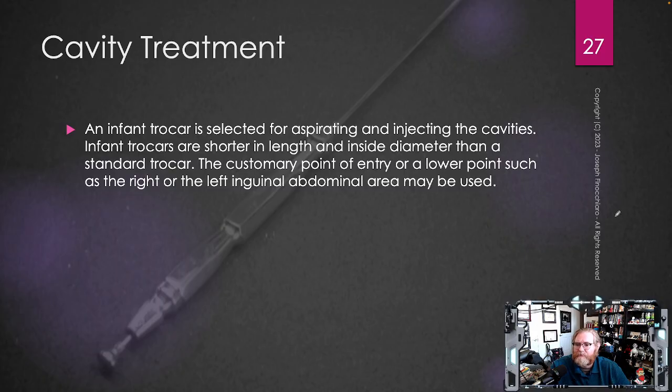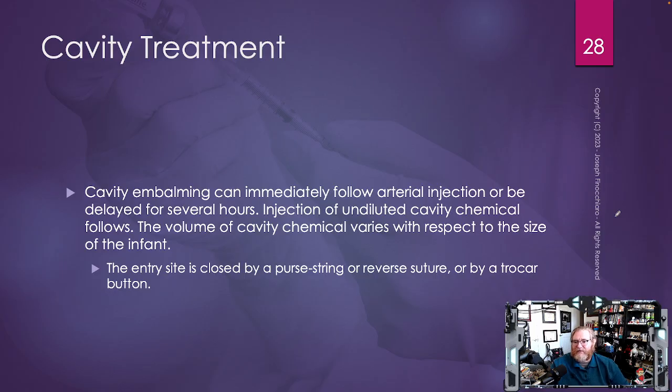Cavity treatment. An infant trocar is selected for aspirating and injecting the cavities. Infant trocars are shorter in length and inside diameter than a standard trocar. The customary point of entry or a lower point, such as the right or left inguinal abdominal area, may be used. Cavity embalming can immediately follow arterial injection or be delayed for several hours.